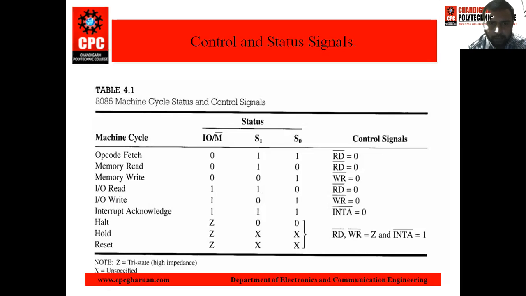As you see in this pin, that is IO/M bar, with the help of this pin we can understand which type of operation the microprocessor is handling. This is your bar. Bar means that this is an active low pin. Active low means if the value is 0, the microprocessor performs the function with your memory devices. The IO part does not have a bar, so this is an active high pin. If the value is 1, then it performs the operation with your input output devices.